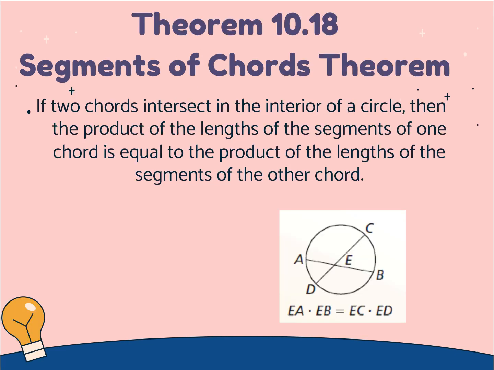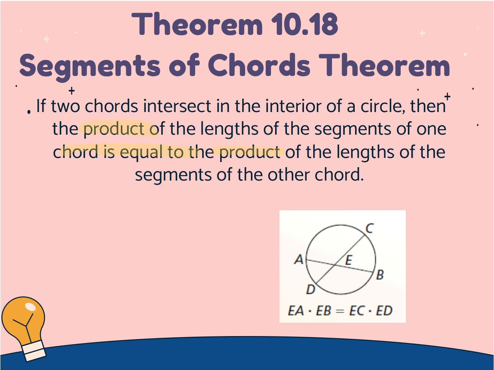All right, segments of chords theorem. If 2 chords intersect in the interior of a circle, so like before for 10.5, we found the angle using the arcs. Now we're finding the measurements of the chord. If 2 chords intersect in the interior of a circle, then the product, we should know what the word product means, of the lengths of the segments of one chord is equal to the product of the lengths of the segments of the other chord.